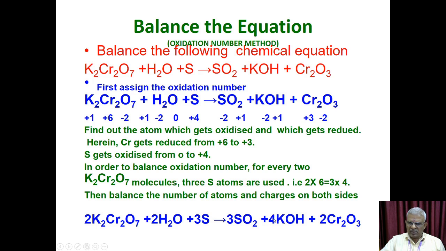Here 6 plus 4, 10 plus 6, 16. So both the atoms as well as the charges are balanced. Here on the left hand side there is no charge, the overall charge is 0. On the right hand side also the overall charge is 0, because all the atoms are neutral, right?